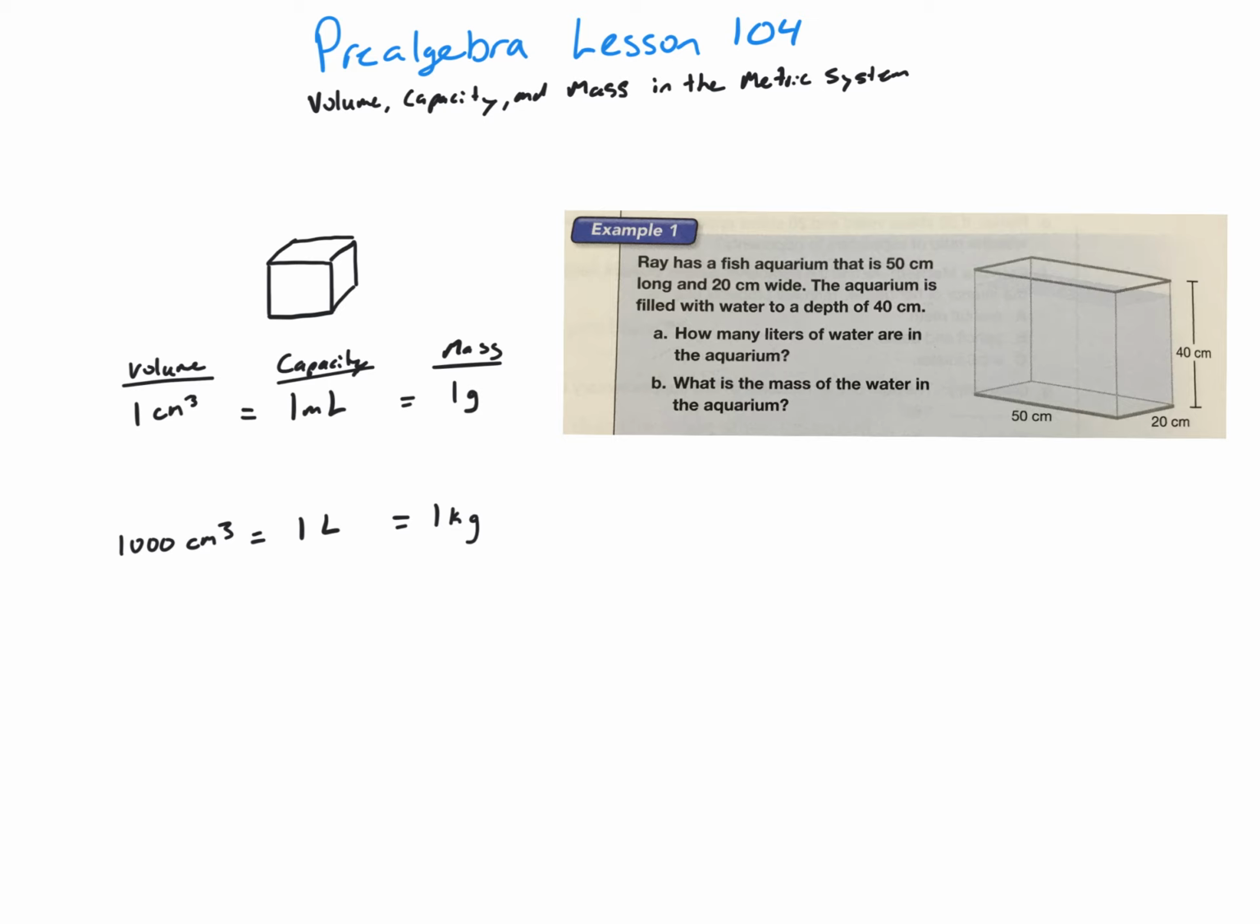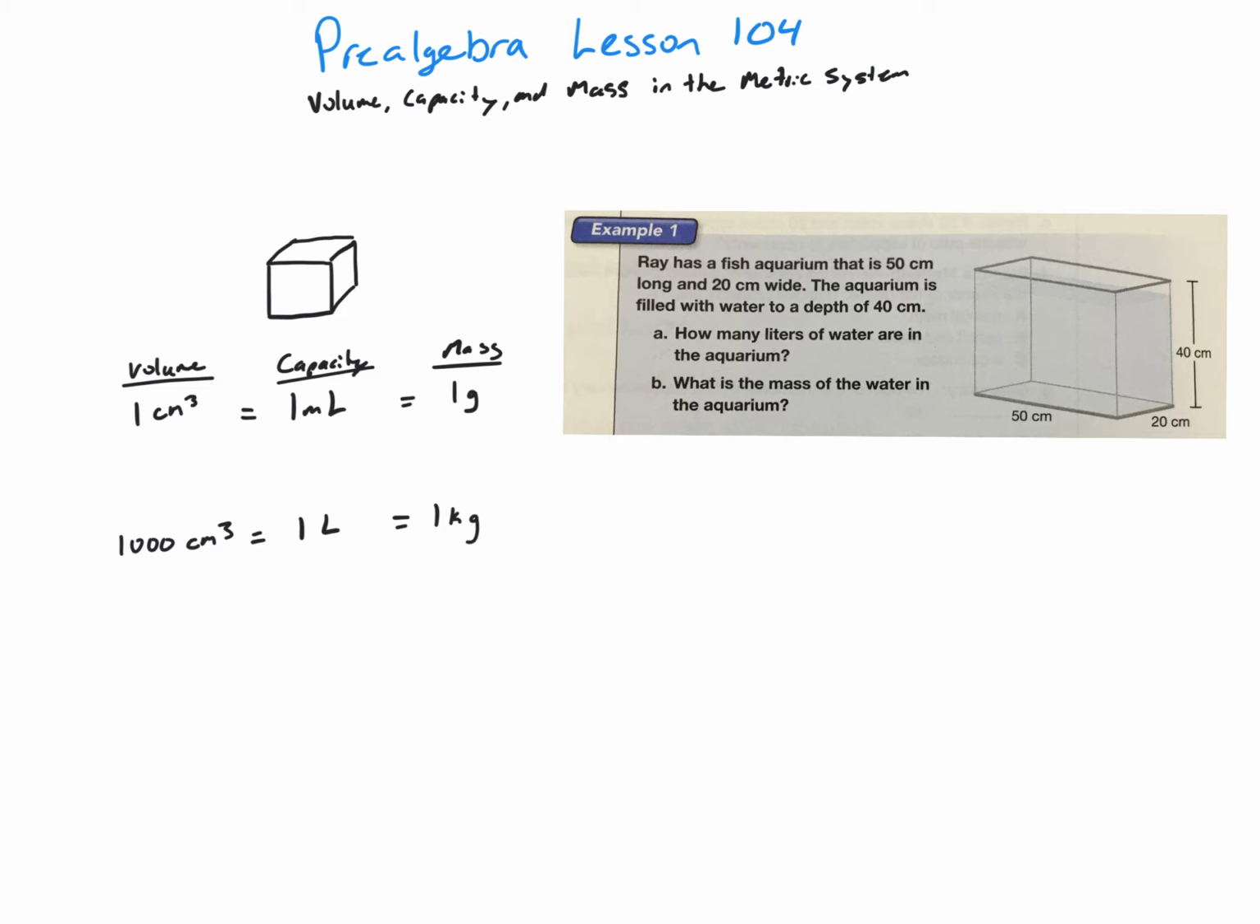They're pretty closely related. In fact, they're equal, though we just use different units of measure. So if we're talking about 1 cubic centimeter filled with water, its volume is 1 centimeter cubed, its capacity is 1 milliliter, and the mass is 1 gram. So all three of those are equivalent ways of saying the same thing.